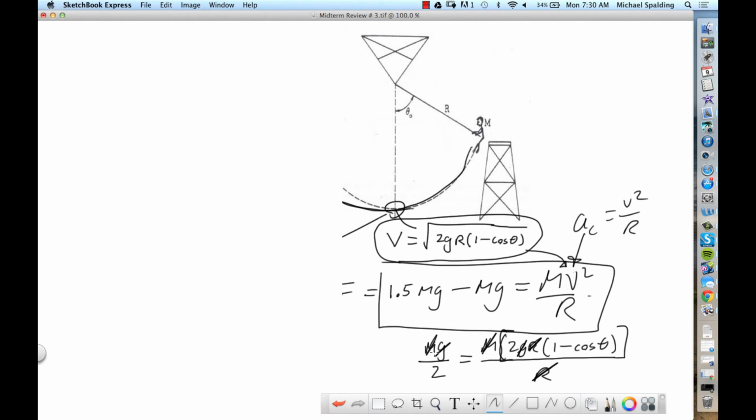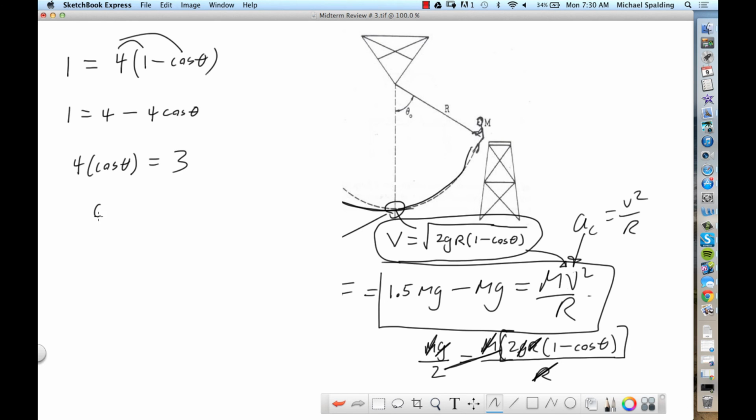Okay, so what we have now is 1 equals, so cross multiply here, that's 2 times 2 is 4, 4 times (1 minus cosine theta). Let's distribute that. So 1 equals 4 minus 4 cosine theta. Then rearranging, 4 cosine theta equals 3. So cosine theta is 3/4, or 0.75, which is the answer.